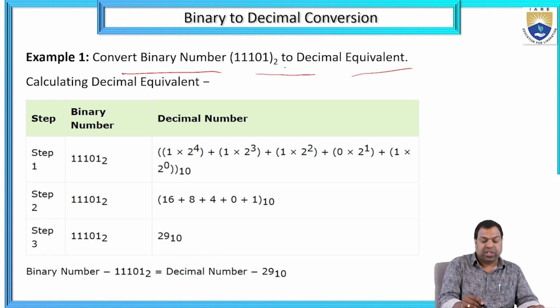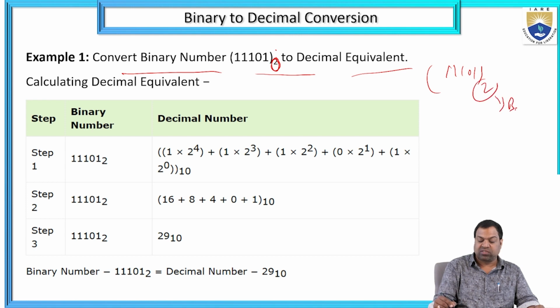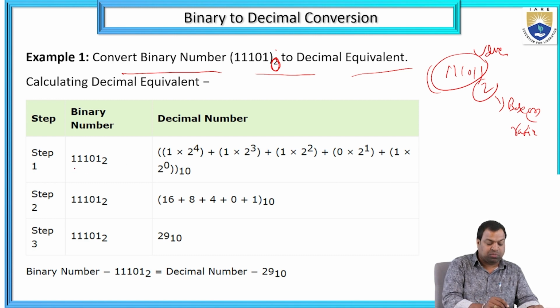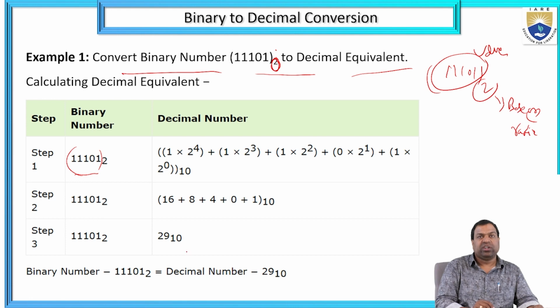First, what is the value and what is the base? 11101 is the value, and the 2 is called the base or radix, and the number is called the value. So here, converting the binary number 11101 base 2 to its decimal equivalent, we have to find the first step.